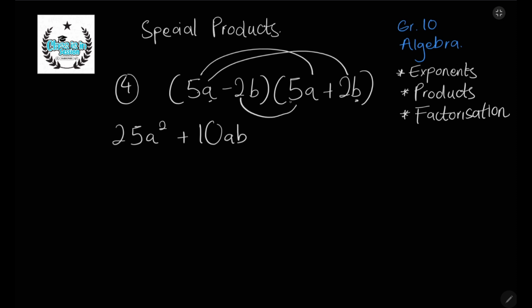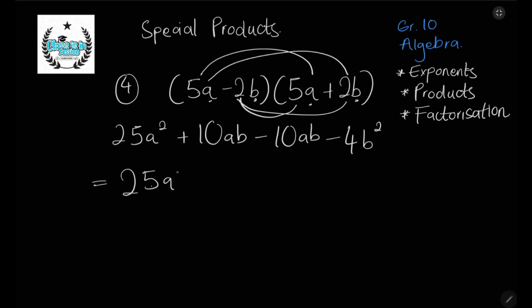Negative 2b times 5a. Negative 2 times 5 is negative 10. B times a is ab. The negative 2b times positive 2b. Negative 2 times positive 2 should give you a negative 4. B times b, we get b squared. Let's look for like terms. We have 25a squared. You write it as it is, 25a squared. Then 10ab minus 10ab, these cancel each other out, and you're left with negative 4b squared.